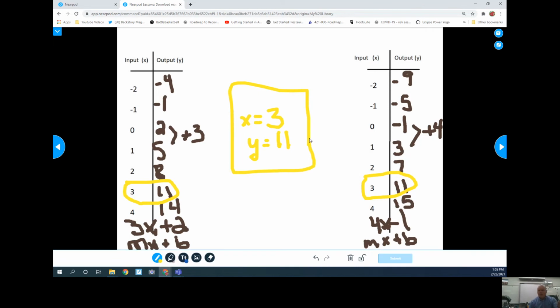You can either do them on a separate sheet of paper and email it to me, or you can just do it inside the Nearpod and submit it at the end. Whatever works best for you. Okay, it's your call. But yeah, that's what you guys are doing.